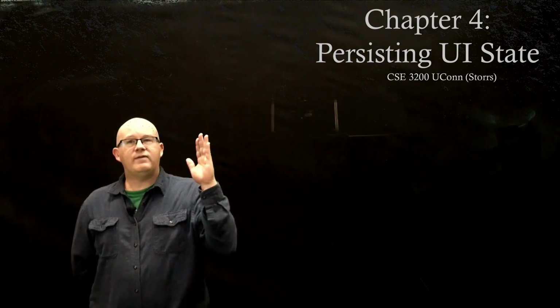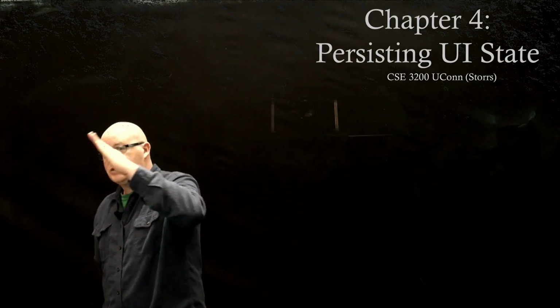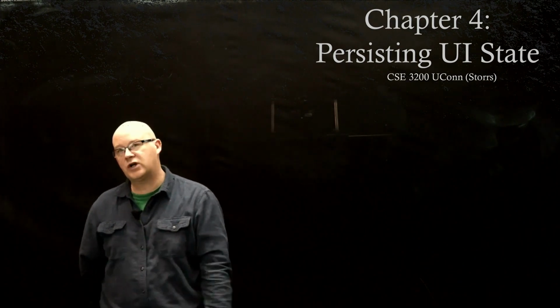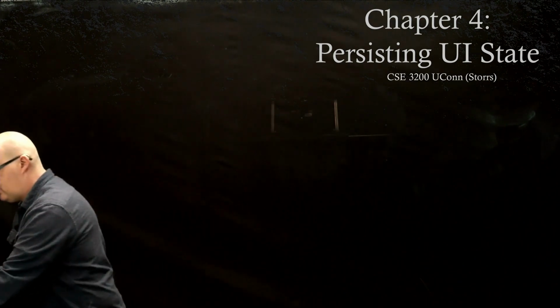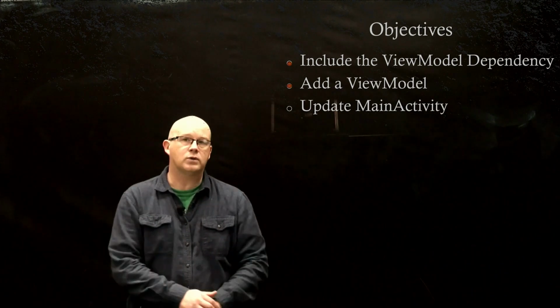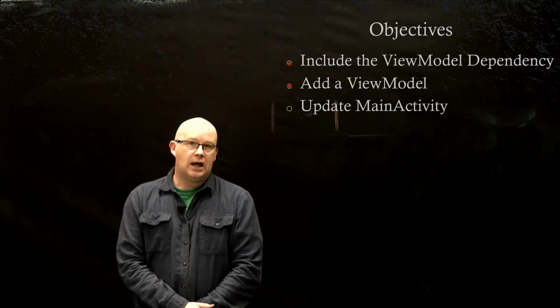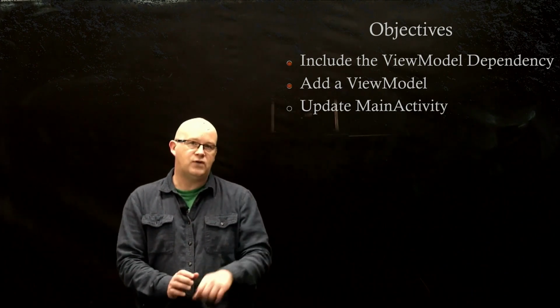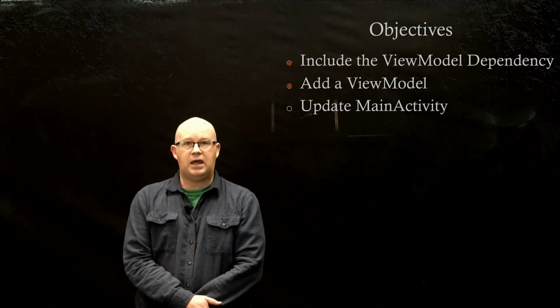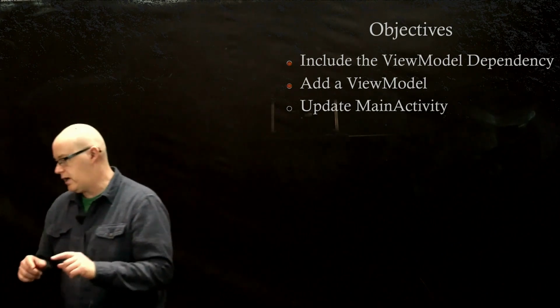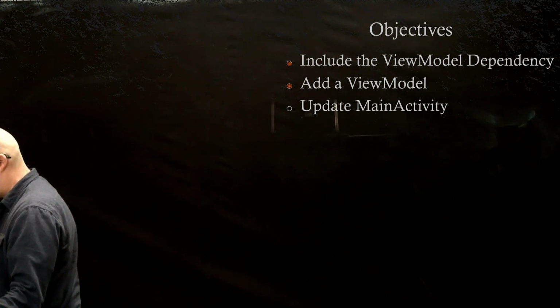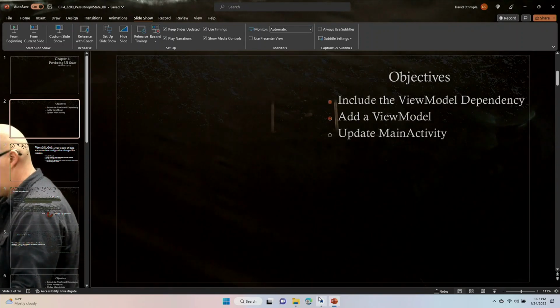So we've got to figure out a way, knowing that that error is still there, to save the state so that the data persists from here to there. So the data persists over a state change. And what we're going to do is use ViewModel to achieve those goals. In this video, we're going to include the ViewModel dependency, and then we are going to add the ViewModel. Now, I already have the dependency in there.